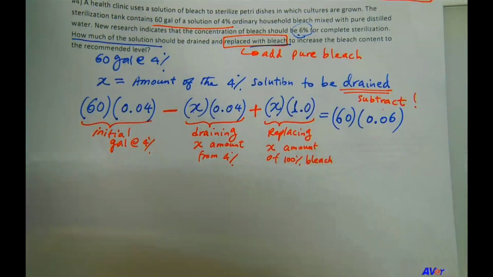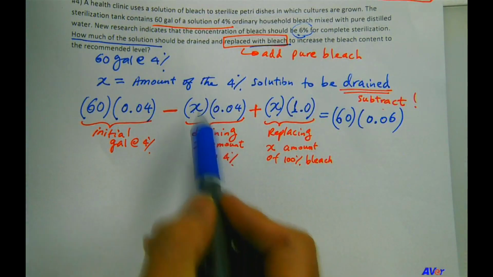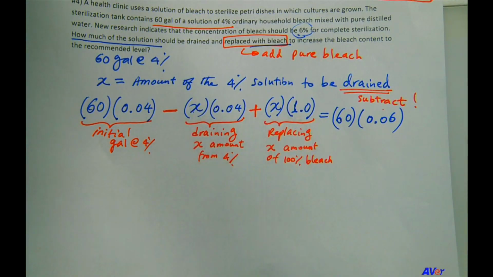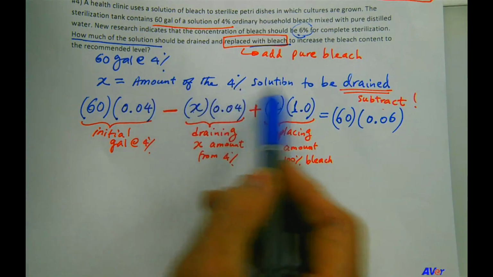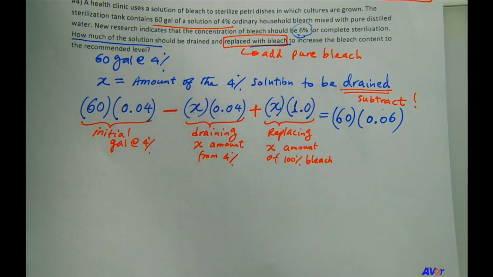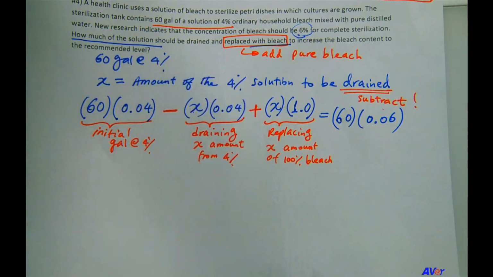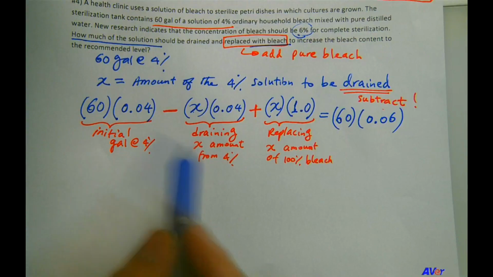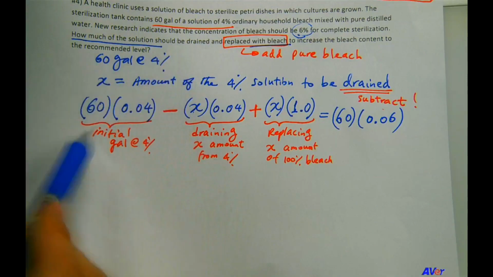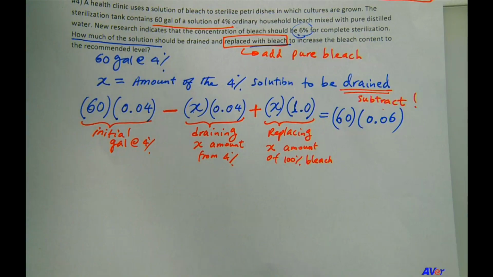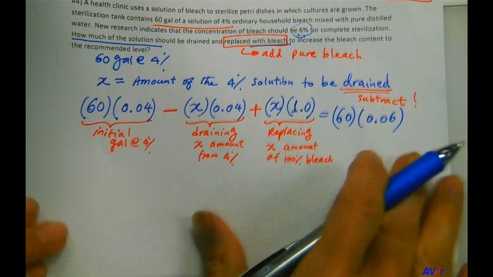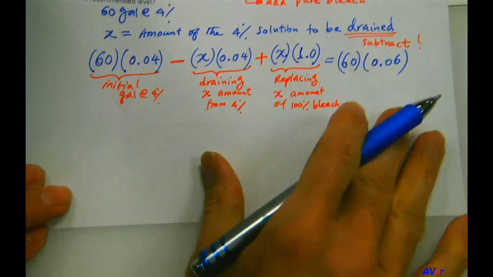Okay? So now we have this equation with just one variable X, which represents the amount of 4% solution to be drained, which is what they asked for. How much of the solution should be drained? Because if we know that, we drain that much from the 60 gallons, and then we add pure bleach to the container. Okay, so then let's solve this.